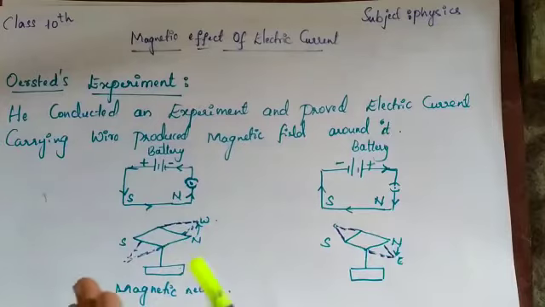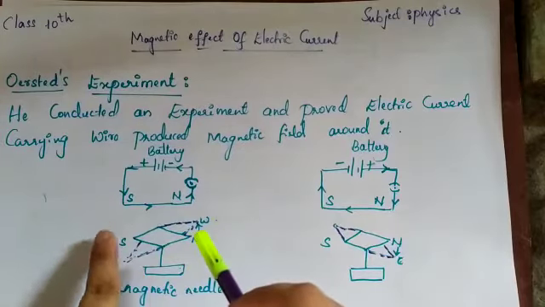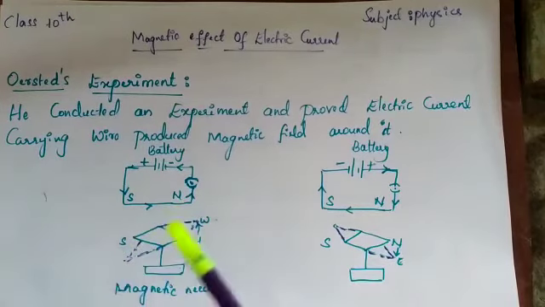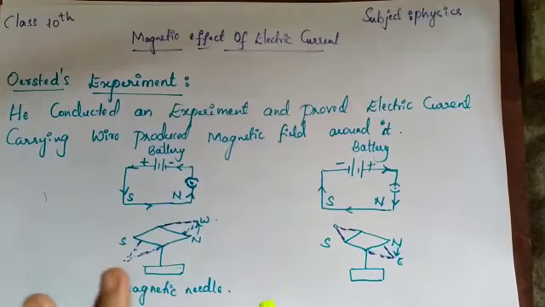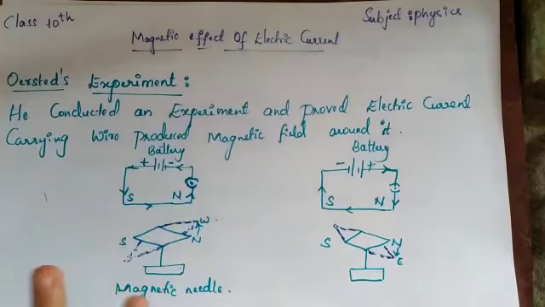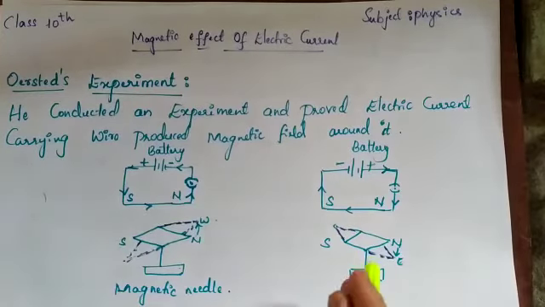Or another thing you can assume: when electricity passes from south to north, the north end deflects upwards and the south end deflects downwards. Deflection means change in position, change in direction. So these are the two points you can remember to know how the deflection will show. The same concept applies for the negative direction.